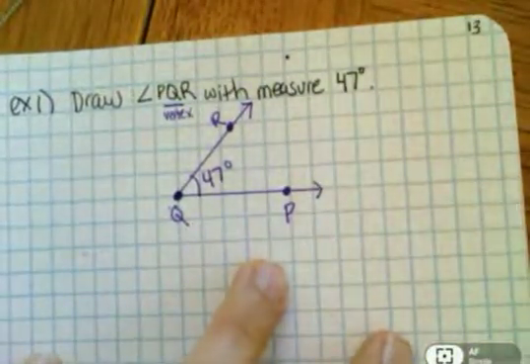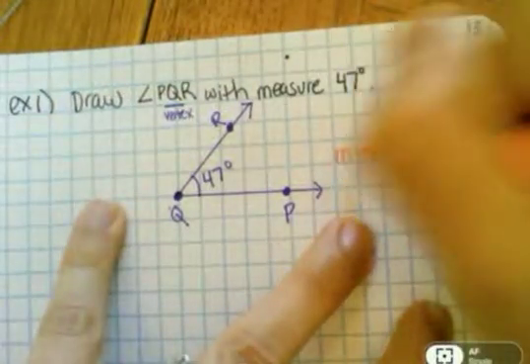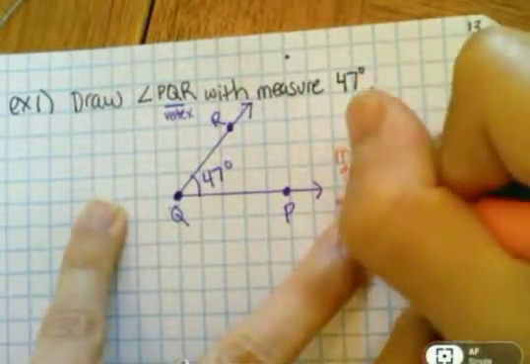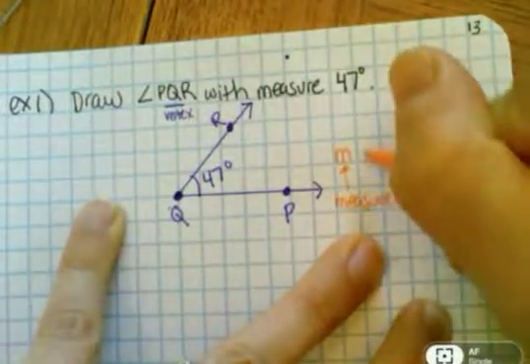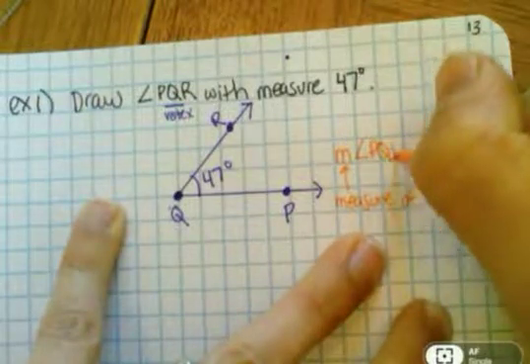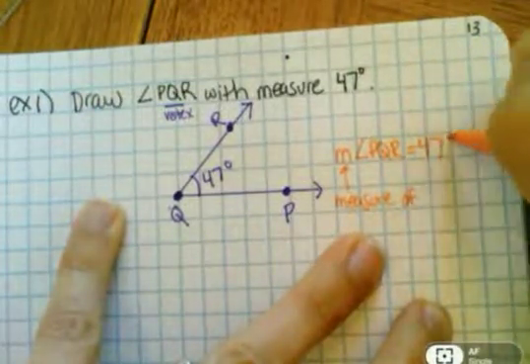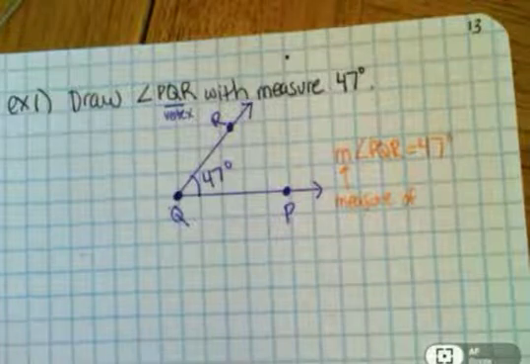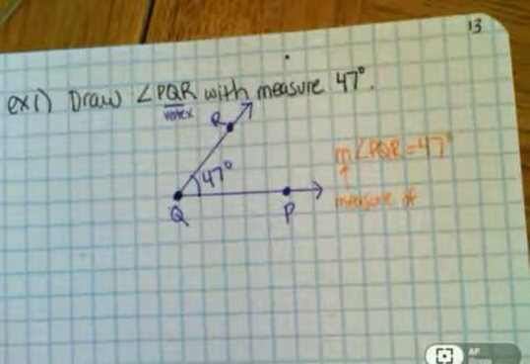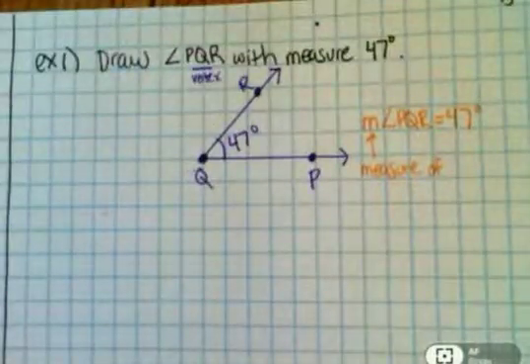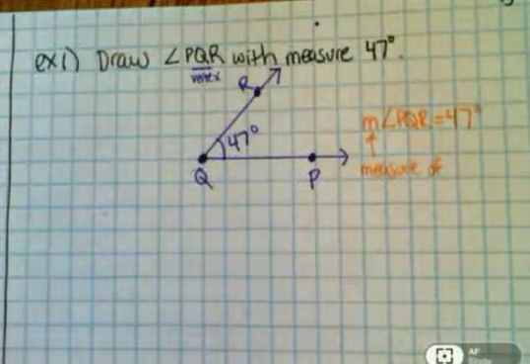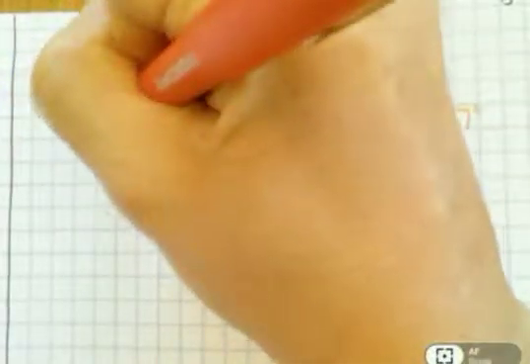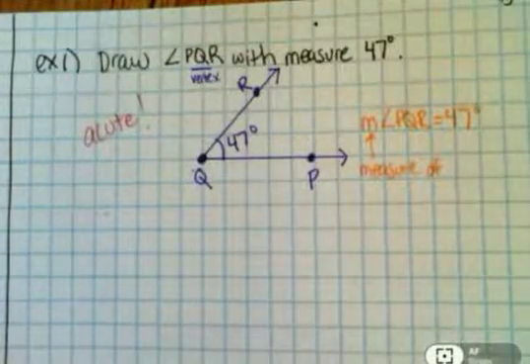There's some notation I need to teach you. So M stands for the measure of. So the measure of angle PQR equals 47 degrees. Okay? And then think to yourself really quickly, is this acute, obtuse, right, or straight? And hopefully you figured out this is acute because it's less than 90 degrees.